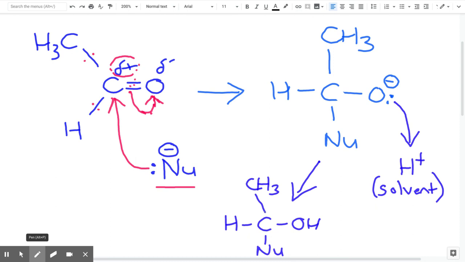But that's just a very generic reaction for nucleophilic addition, as I say, with any nucleophile reacting with an aldehyde. We'll look at a specific example in the next clip.